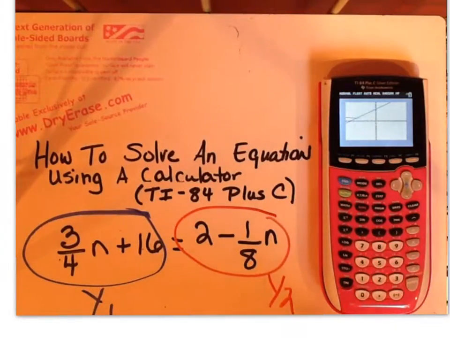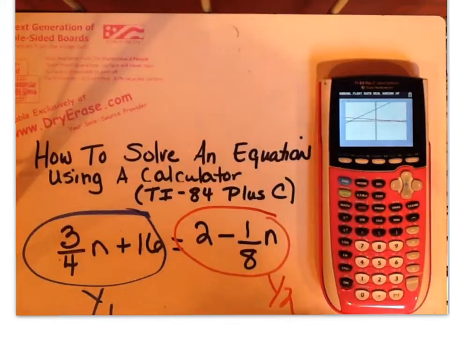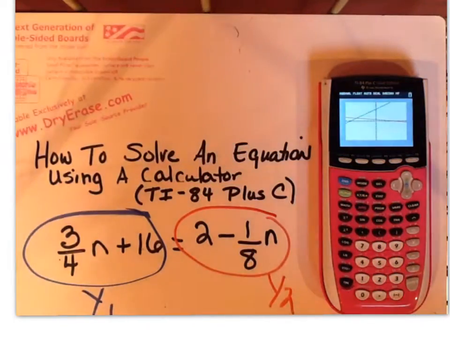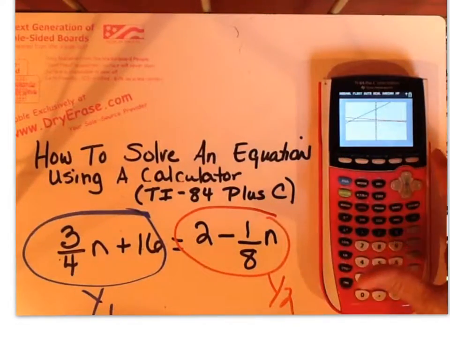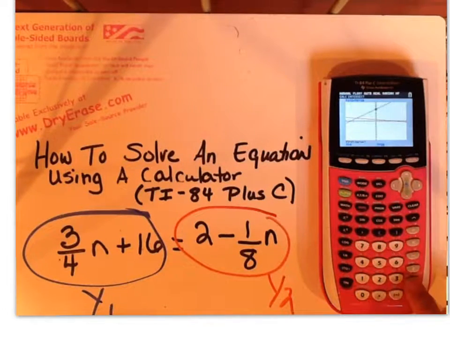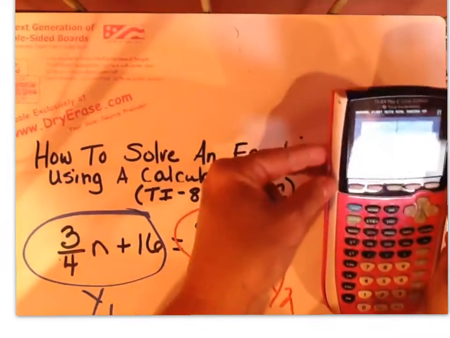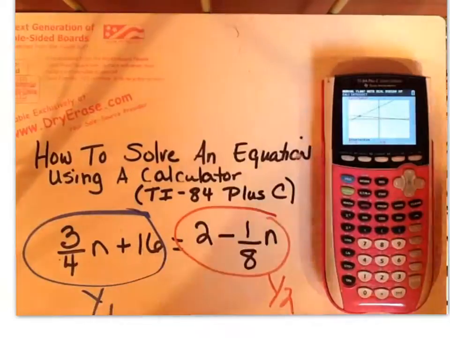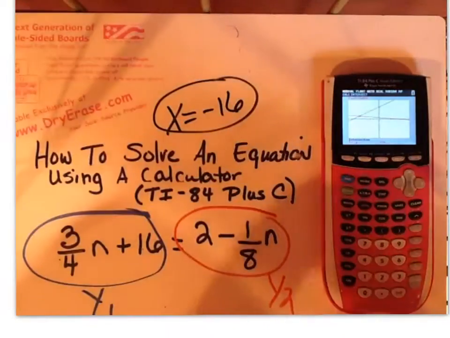The first one to graph is always your Y1, which we had color-coded in blue, and our second one to graph is our Y2, which is red. Alright, so now I have my two lines, I can see where they cross, and like when two roads cross, they form an intersection here, so I'm going to go to second and trace, and number 5 there is my intersection, and all I have to do is hit enter 3 times, and if you'll notice, on the calculator, it says your intersection is negative 16. So x equals negative 16 is your solution.